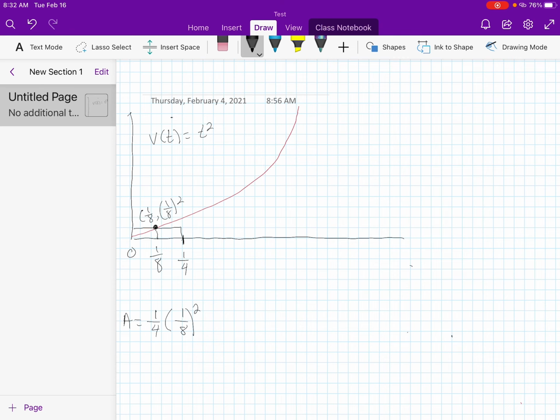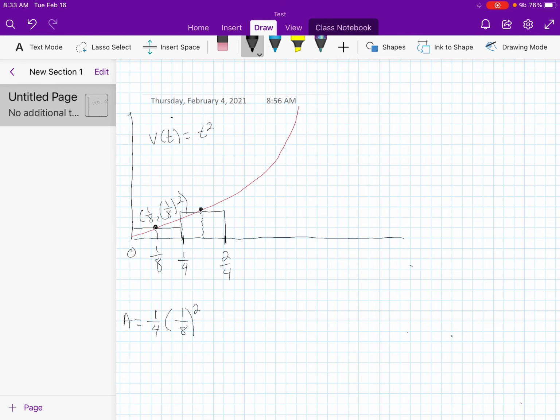Next rectangle. So if that one was 1/4, then I've got to go 1/4 again. So that was 1/4. Now this is out to 2/4, and I want to draw my rectangle through the halfway point there. So it's halfway along. There's my midpoint, because I'm going to the middle of the rectangle. And what would the y value there be? Okay, so that point there was 1/8 squared.